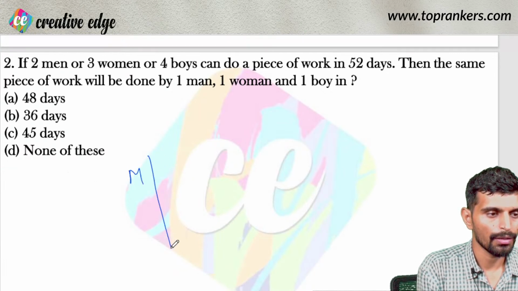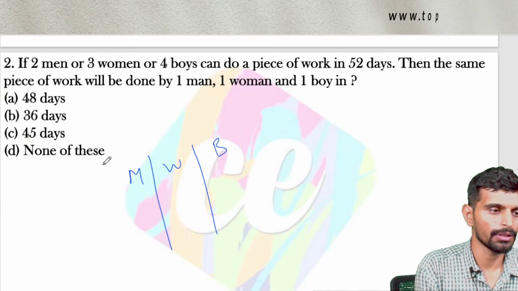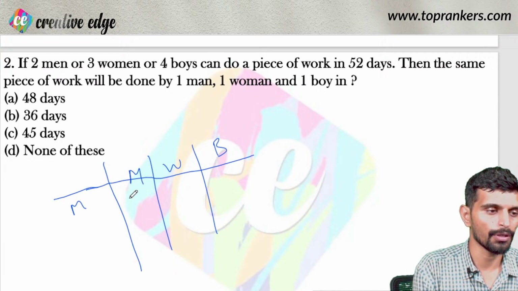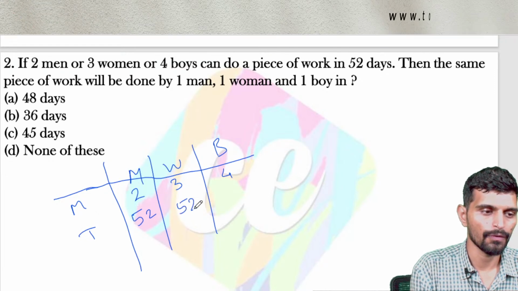Men, women and boys are the three. So the number we define as M. M gives the number of workers, that is 2 men, 3 women, 4 boys. Time taken is 52 days for each of them.